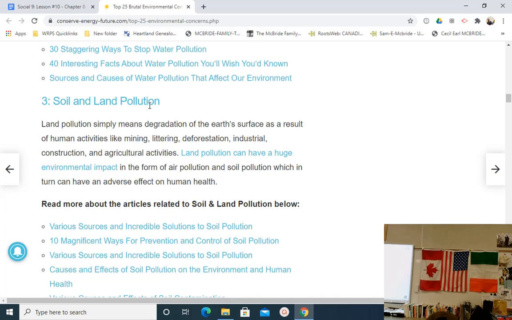Soil and land pollution. Land pollution simply means we're degrading the Earth's surface as a result of our human activities: mining, littering, deforestation. So there are activities here where you can make a difference. Sometimes social studies is very frustrating because you're like, well, what am I going to do to stop this? Not a whole lot I can do there. But there's day-to-day stuff that you can do differently to stop that.